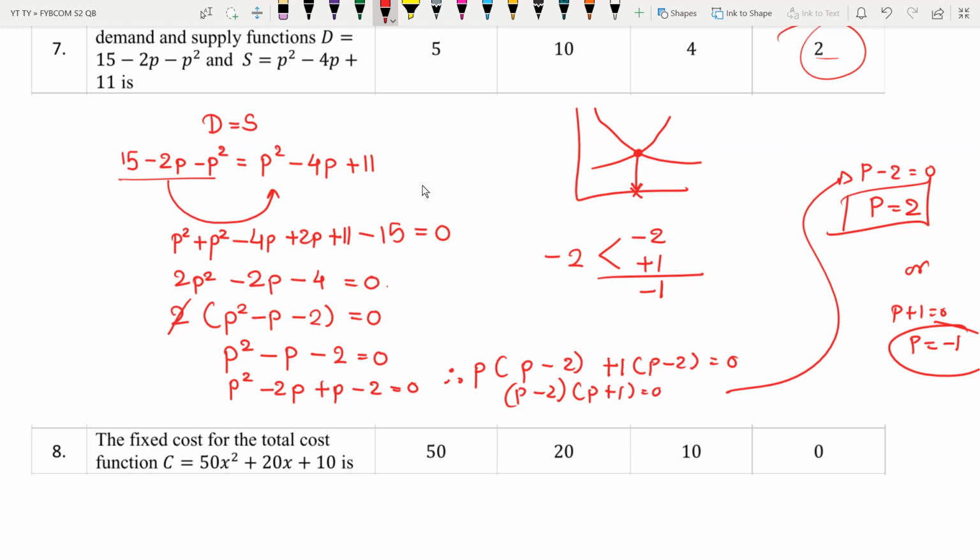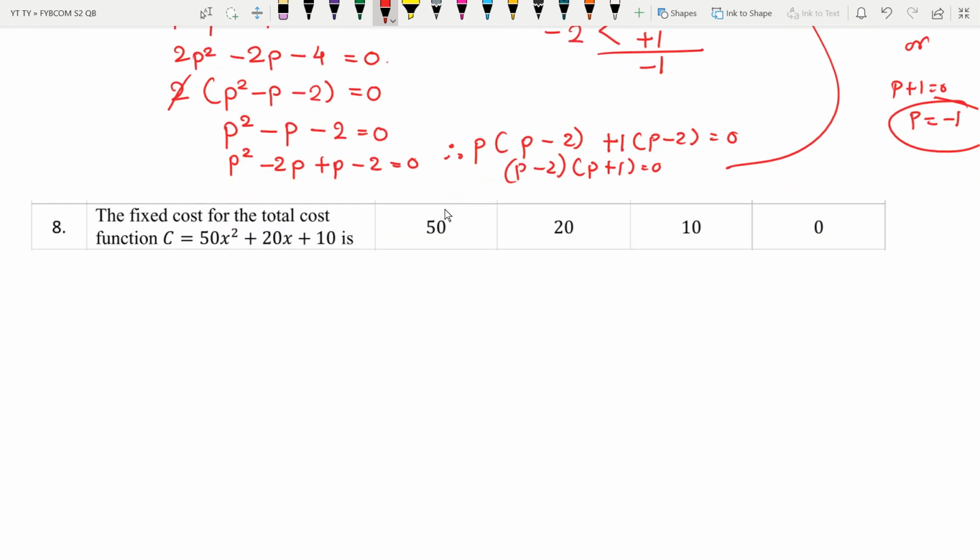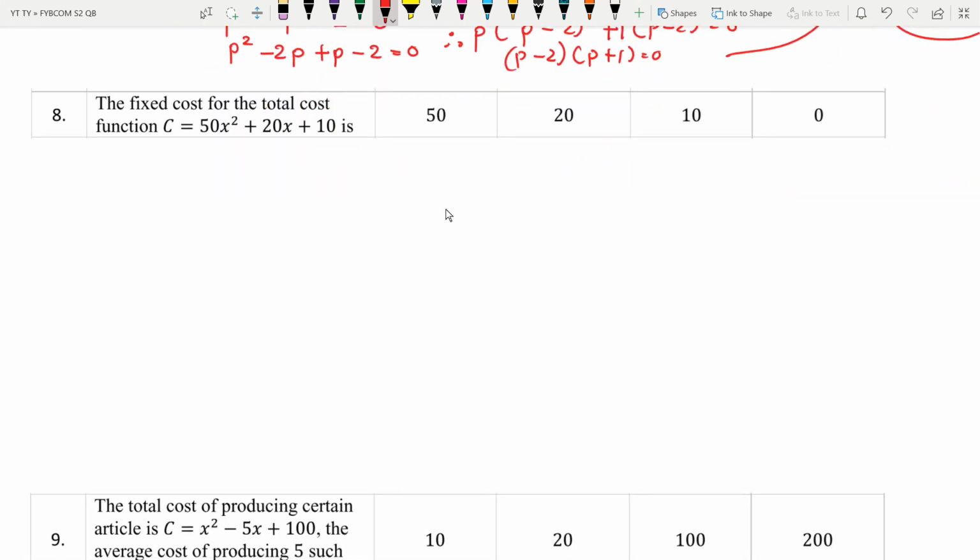Okay, let's go for question number 8. The fixed cost for the total cost function. Okay, so here is some concept of cost function.